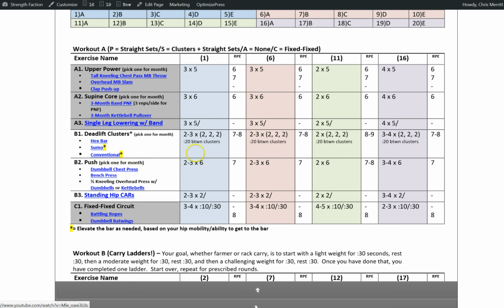Let's say I pick dumbbell chest press. I would do my 6 reps. Then I would move on to standing hip cars, do my 2 on each side. Then I would go back to the top for 2 to 3 rounds here.